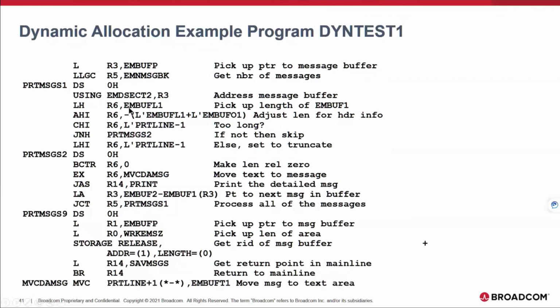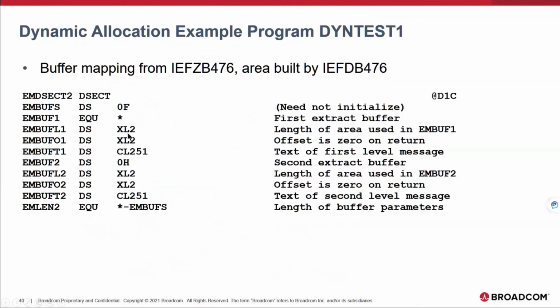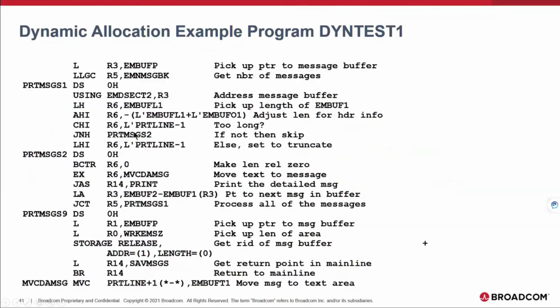We pick up the total length that's occupied in that first message space. We back out the length of the header area, so back over here. This length includes the length of these 4 bytes here. So we back that length out, and that tells us how long the message is in that entry. So we check to see, is that going to overrun our print line, and if not, we'll continue on. Otherwise, we set it to truncate. We don't want it to wipe out anything past our print line. Then make the length relative to 0, and we move in.